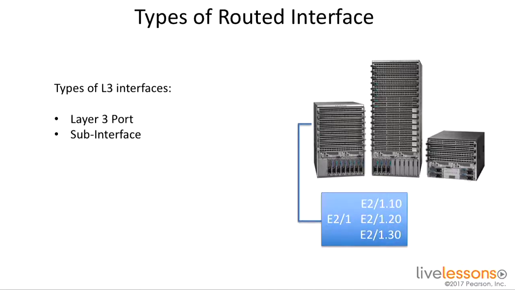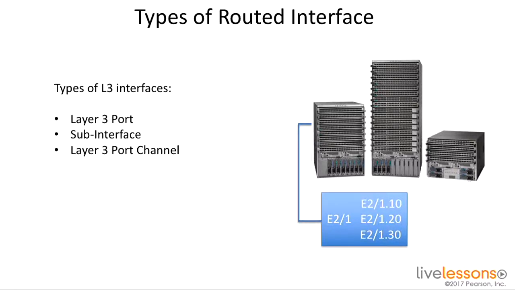So in this case, for instance, I could take a trunk link into the switch and break it up into multiple VLANs, 10, 20, and 30, as you can see by the .10, .20, and .30, and then route between those VLANs based on the information that's coming in on those routed sub-interfaces.